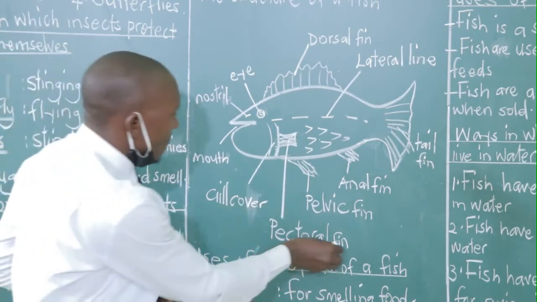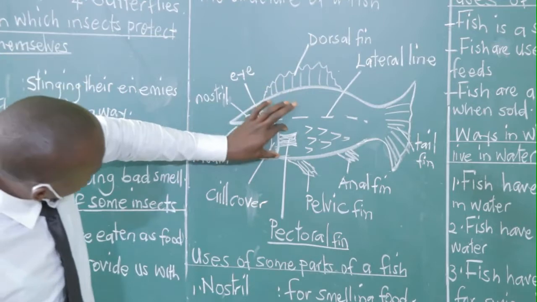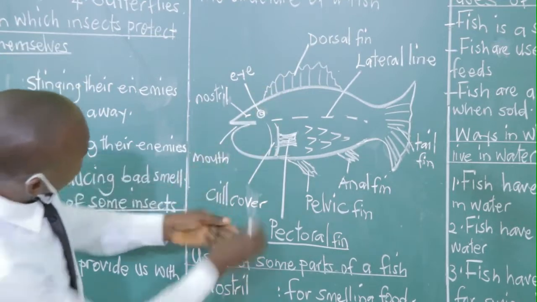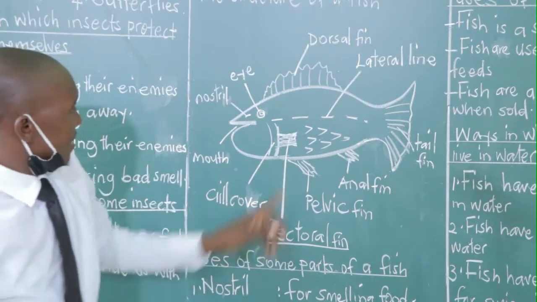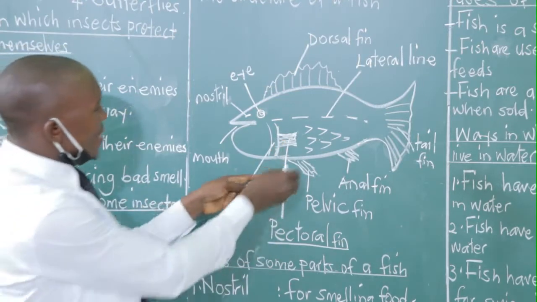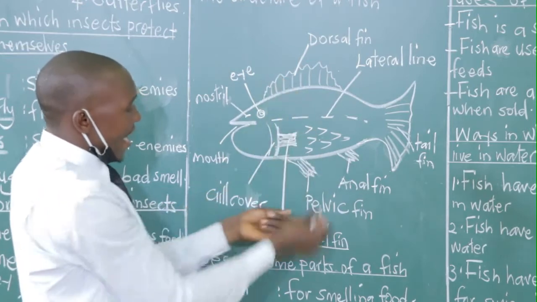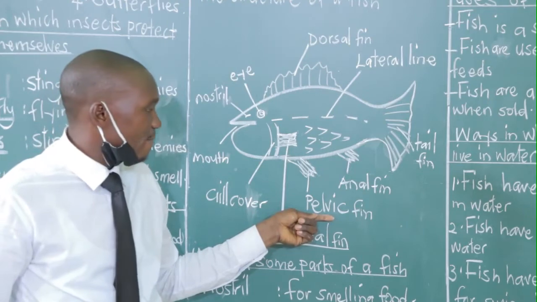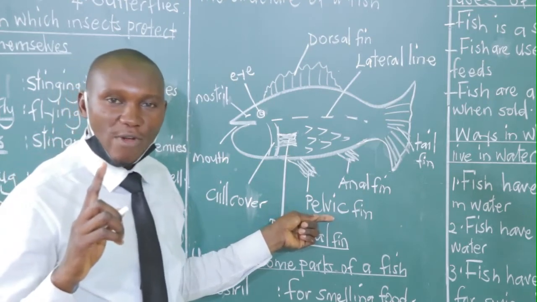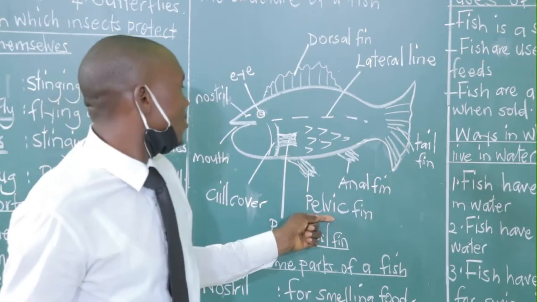It is called pectoral fin. It was pecked on the gill cover. It is just pecked there. That's why it's called pectoral fin. It is there. Then down here, we have the pelvic fin. It's called pelvic fin. All of them are fins. And when we shall be looking at the function, we shall look at the function of fins to a fish.